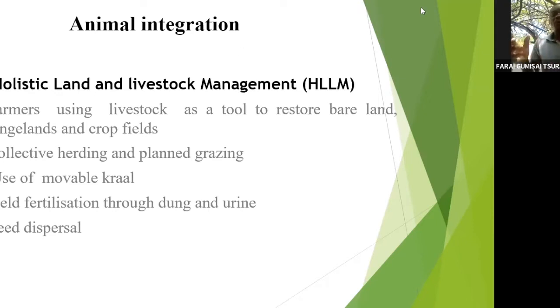We are putting our animals together, doing collective herding, and using planned grazing so that we restore the balance, we restore our rangelands, even the crop field. There's what we call the movable kraals, which we use to enclose the livestock, especially the cattle, when we want to impact, say, a crop field. So we use these movable kraals called the bomas. We put them, and then the animals will be enclosed inside.